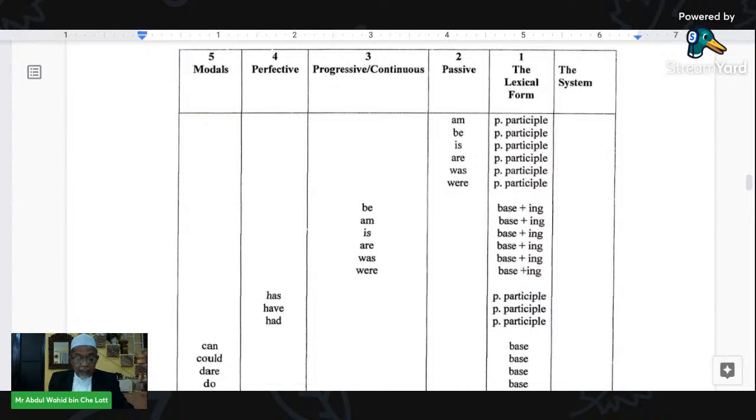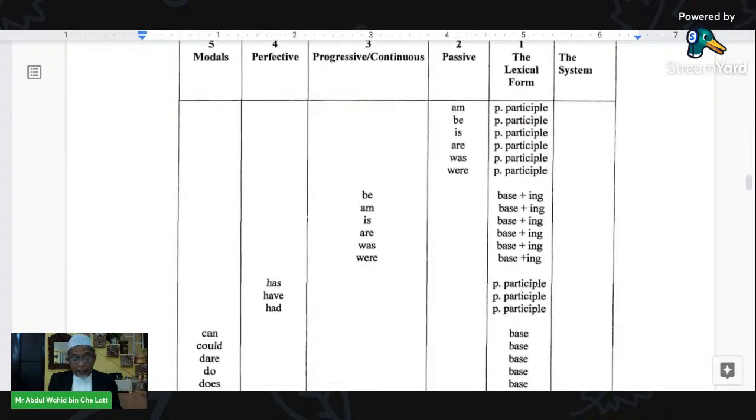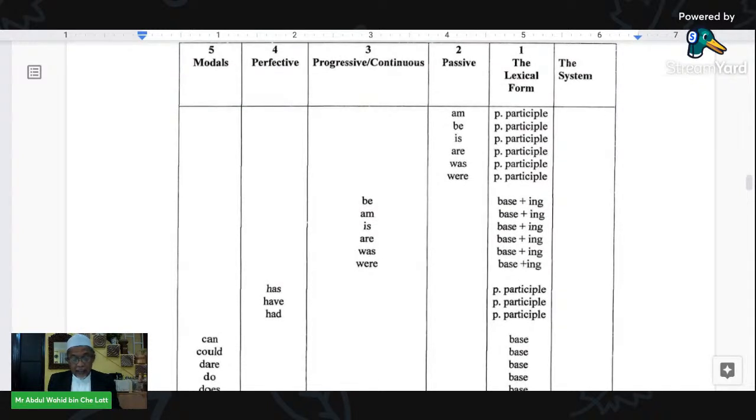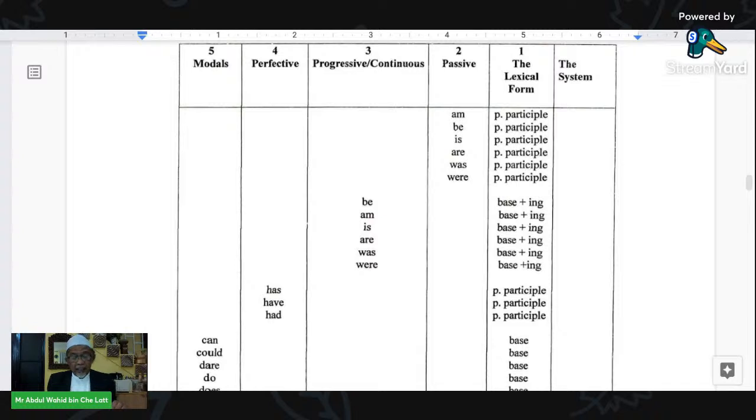Okay, sentence 11. Ali telah disuruh to clean the dishes since this morning. Okay, telah is the concept of perfective. Write number 4 on top of telah. The D showing that the sentence is in passive. Okay, suruh is lexical, so write 1. So telah is number 4, D is number 2, suruh is 1. So we have 4, 2, 1.